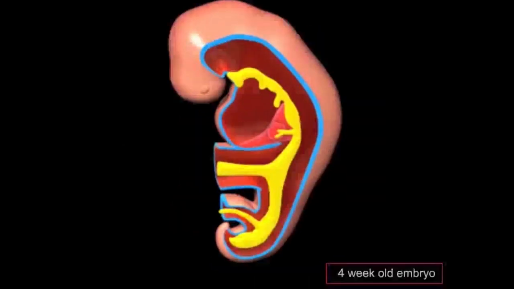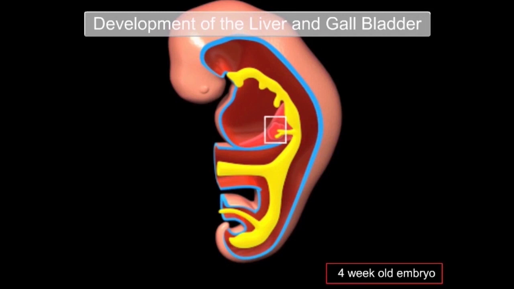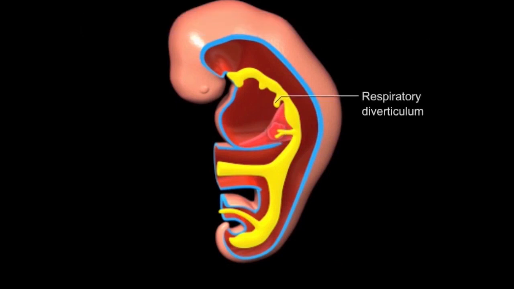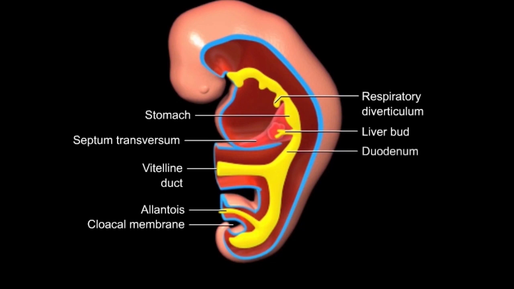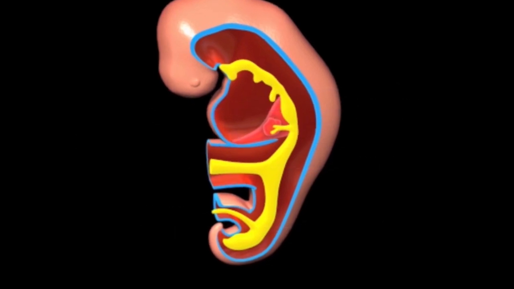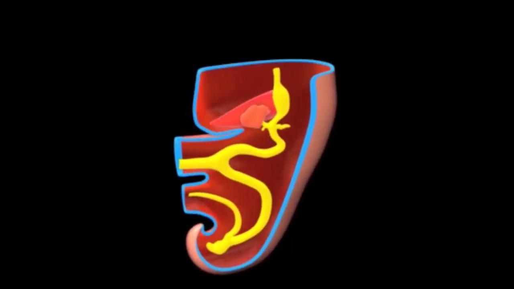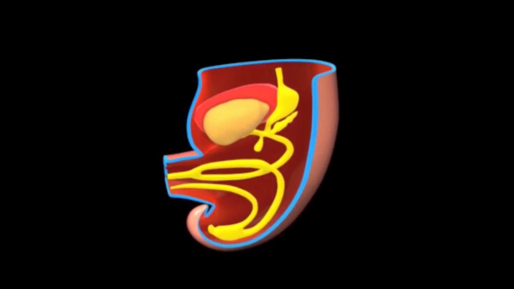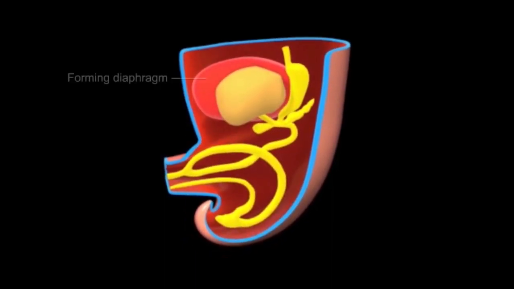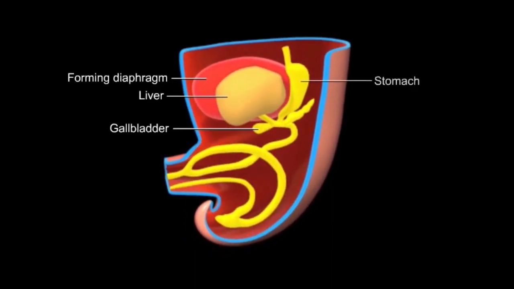The liver bud arises as a ventral outgrowth from the distal part of the foregut. It divides into a larger part, the hepatic diverticulum, which will form the liver, and a smaller caudal part, which will form the gallbladder. The embryonic liver enlarges and fills most of the upper abdominal cavity. The diaphragm forms partly from the septum transversum.